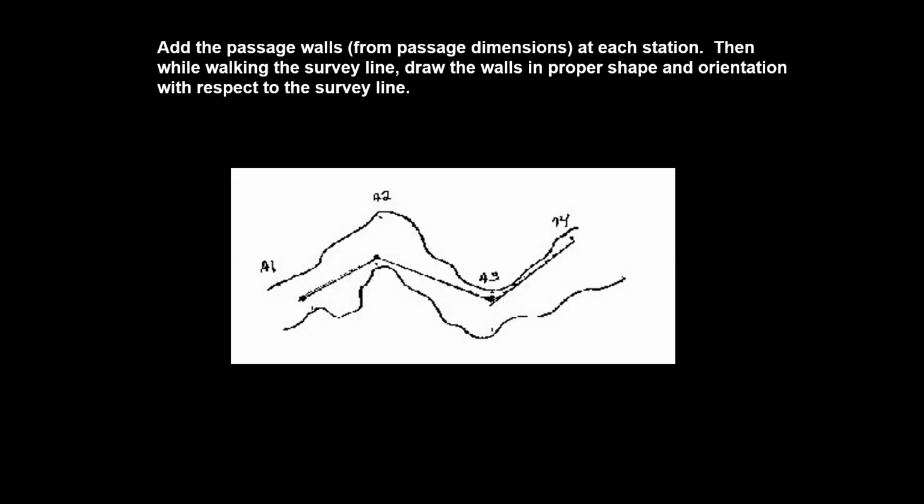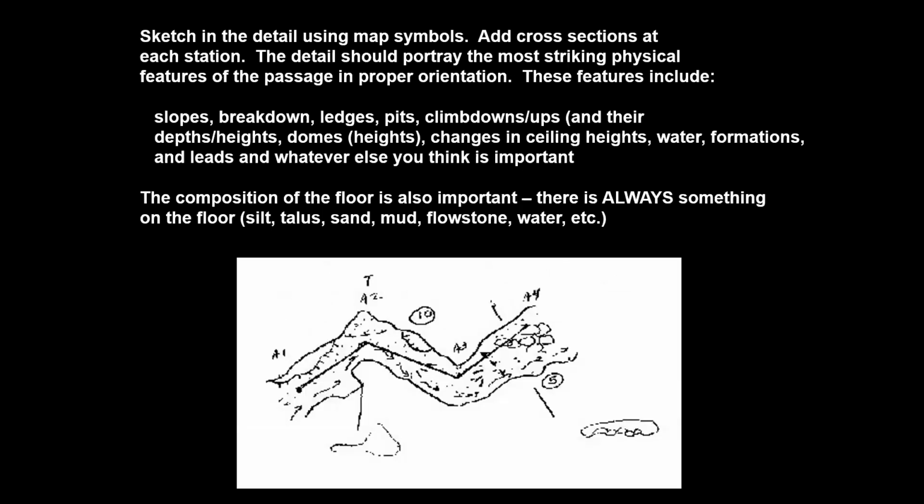So what I would have done here is I would have gone from A1 to A2, and I would have drawn the walls. I wouldn't have drawn all this other stuff in there yet. And then I would have put in a cross section. I like to put cross sections in at every station, but sometimes the passage is the same for a long way. So rather than only putting one cross section in, maybe I might put them in every 3 or 4 stations, or maybe every 5. But every time the passage changes character, you need to put in a cross section.